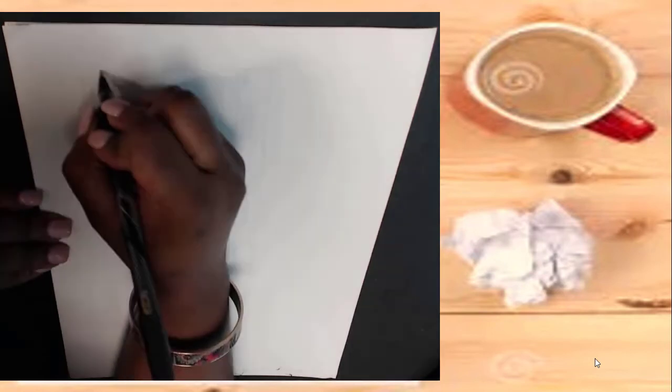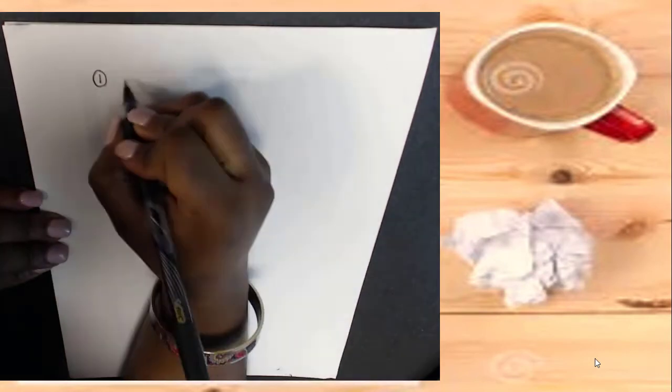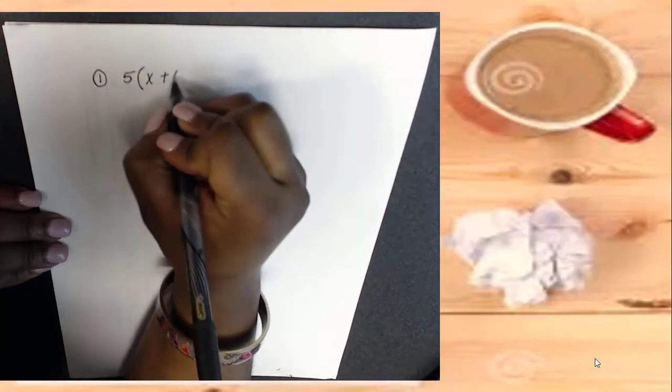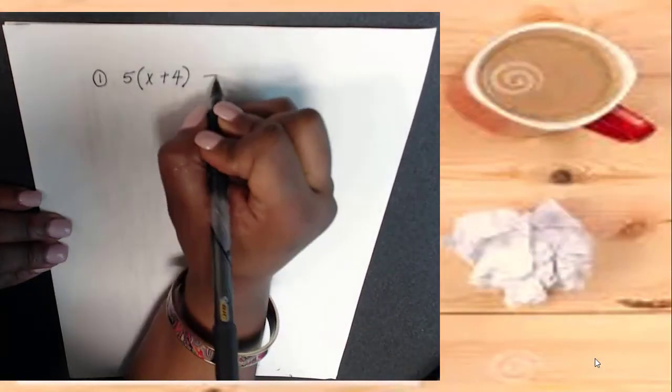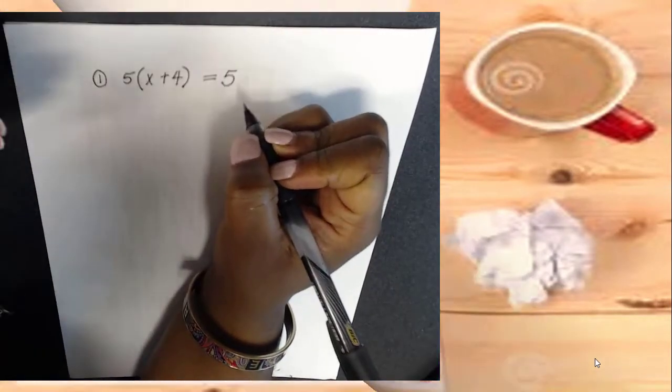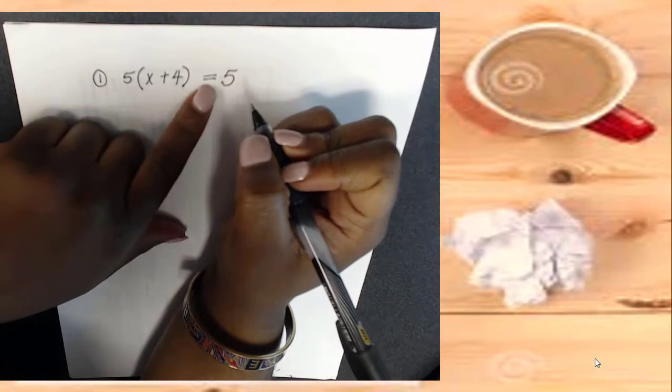Now we're about to work 2 examples to show how you can successfully use the acronym Don't Call Me After Midnight to solve multi-step equations. So the first example is number 1. It is 5 times the quantity of x plus 4 equals 5. So we see that we have an equation. We know that we have an equation because there's an equal sign.